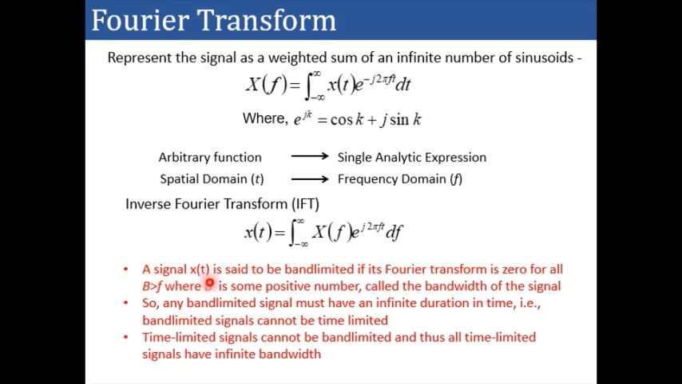A signal x(t) is said to be band limited if its Fourier transform is 0 for all f greater than B, where B is some positive number. B will be called the bandwidth of the signal. Any band limited signal must have infinite duration in time. That is, band limited signals cannot be time limited. Similarly, time limited signals cannot be band limited, and thus all time limited signals have infinite bandwidth.